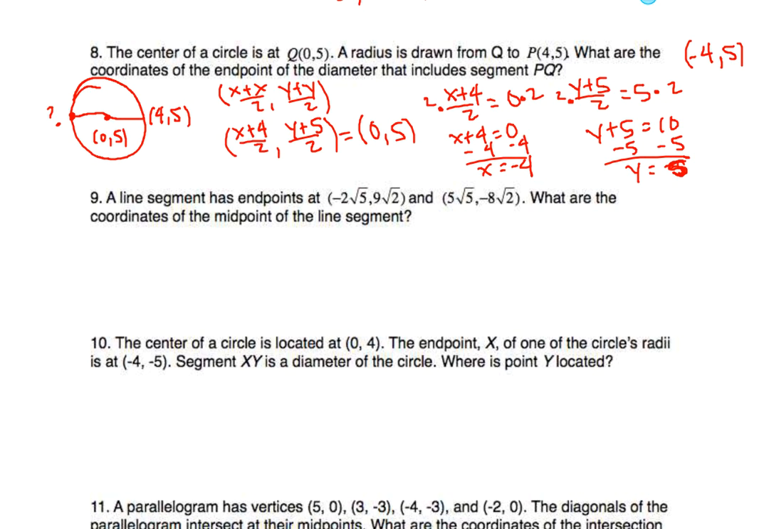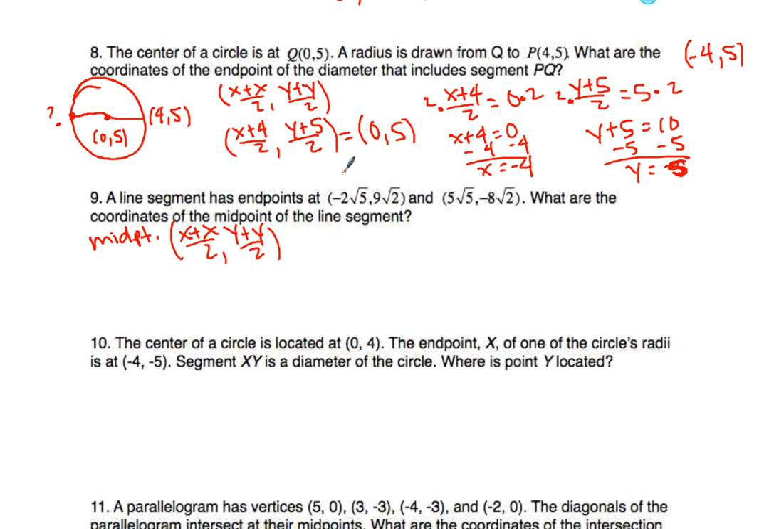On number 9, it says a line segment has endpoints at negative 2 square root 5, 9 square root 2, and 5 square root 5, negative 8 square root 2. What are the coordinates of the midpoint of the line segment? So again, you're finding midpoint. So you're doing x plus x over 2 and y plus y over 2.